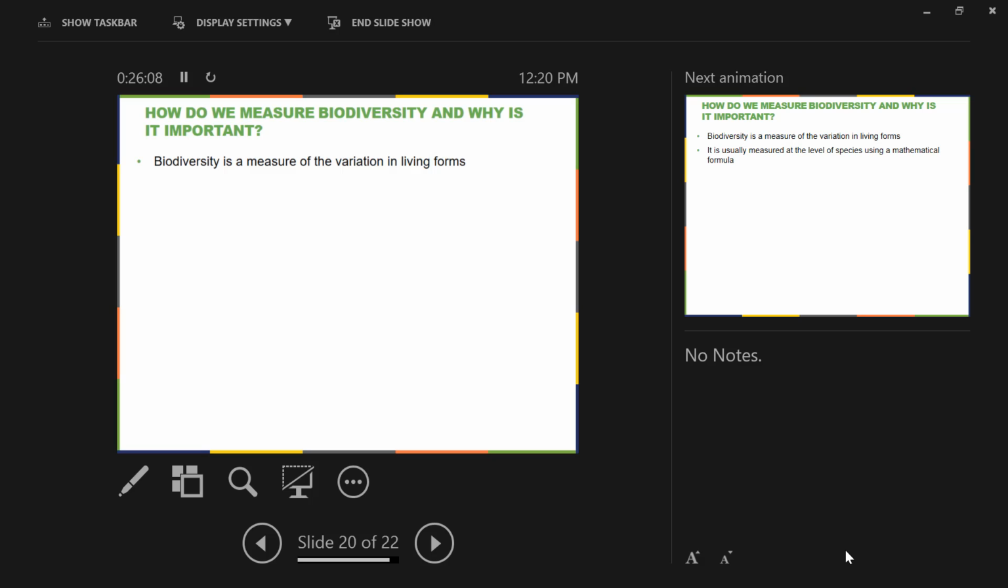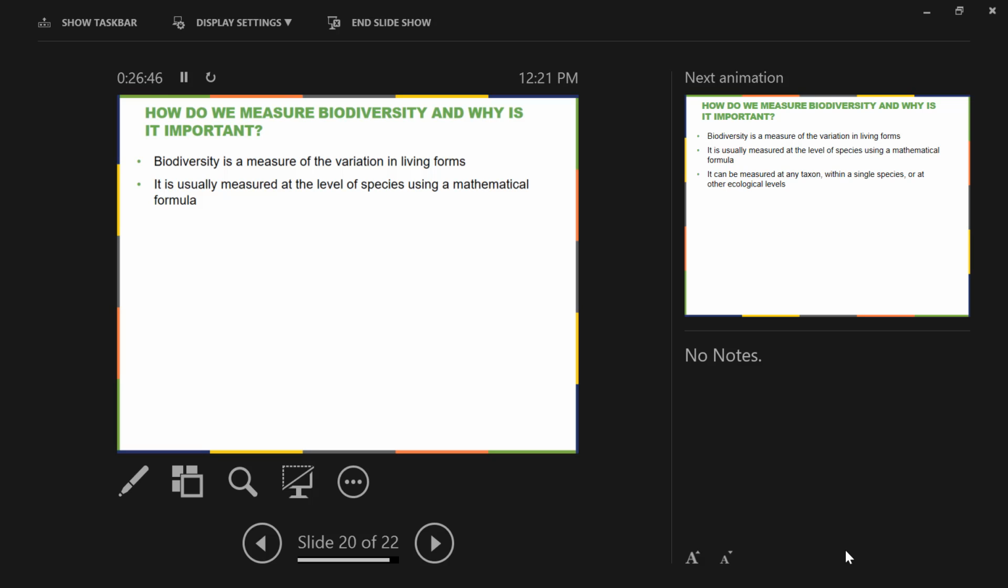So generally, and again, I already mentioned this, biodiversity is a mathematical concept measuring the amount of variation in living forms. It can be done at any level. You could do it at any taxonomic rank. You could do biodiversity at the level of phylum, although that'd be pretty boring. You could do it at the level of class or order or family or genus or species, but it's usually done at the level of species.